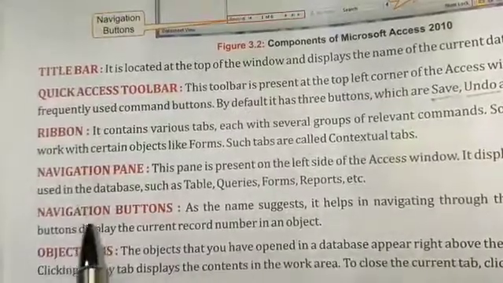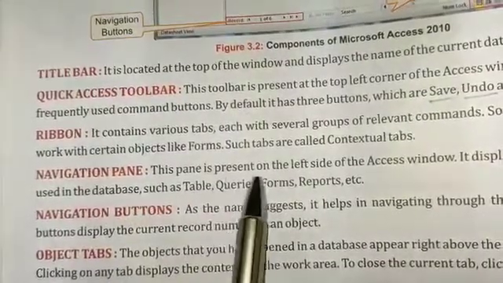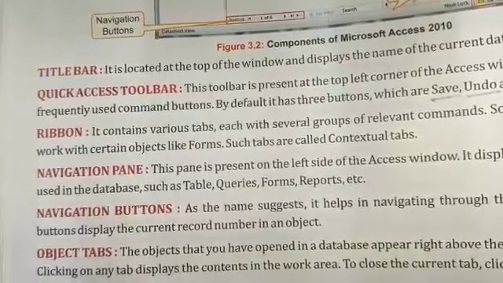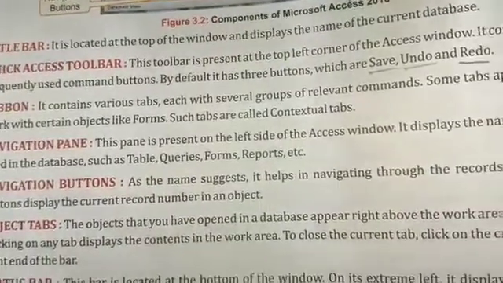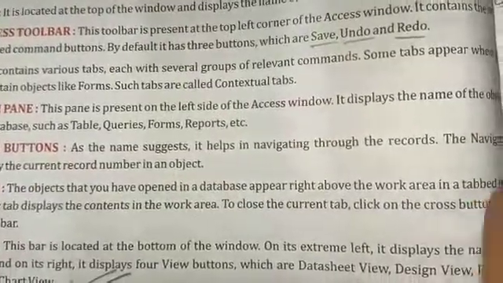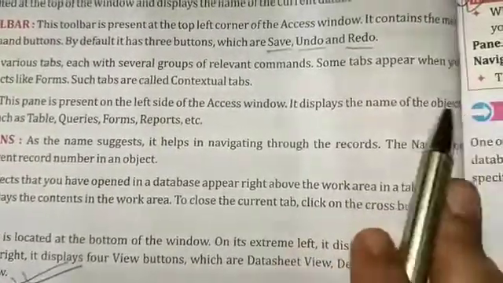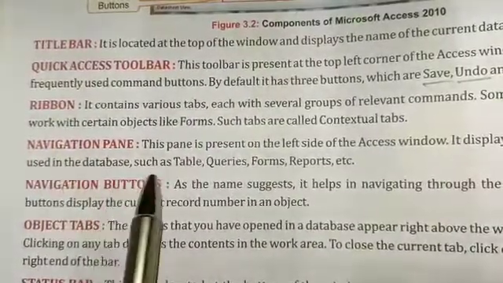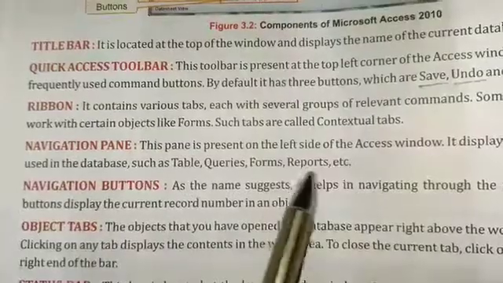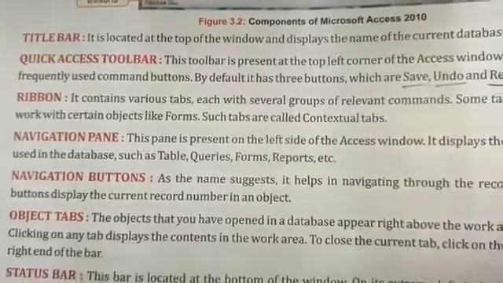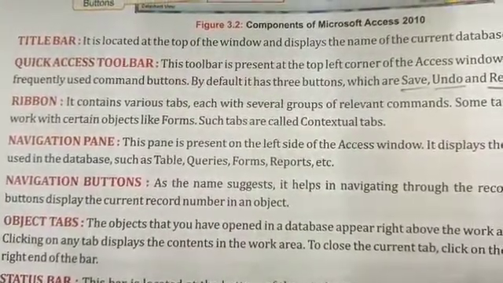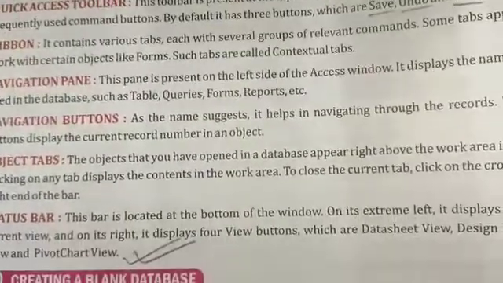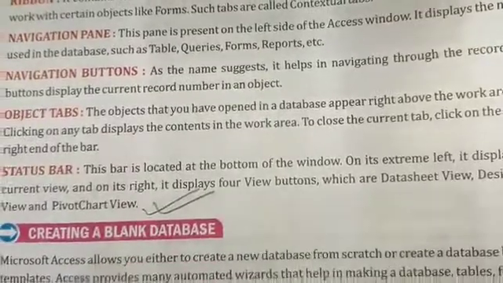Next, navigation pane. This pane is present on the left side of the Access window. It displays the names of the objects used in the database such as tables, queries, forms, reports, etc.